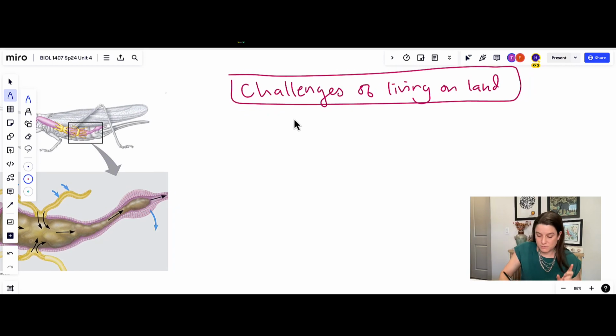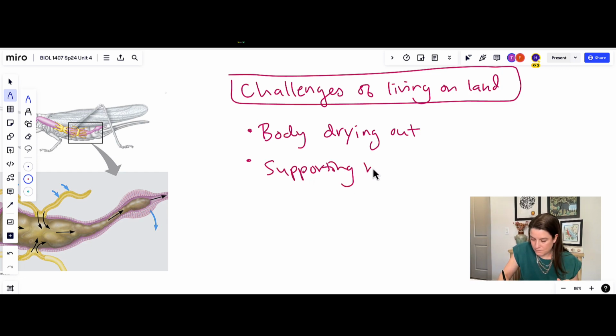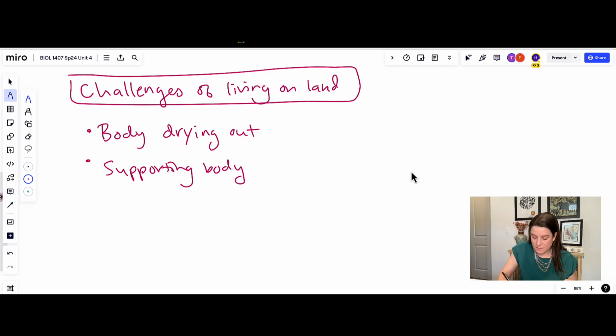We mentioned one: you've got to worry about your body drying out, because the gas, the air, is going to make your water evaporate. So how do you deal with that? Or what's an adaptation that'll allow them to not dry out? I would usually ask you to come up with some ideas, but in the interest of time, I'll just come up with them.